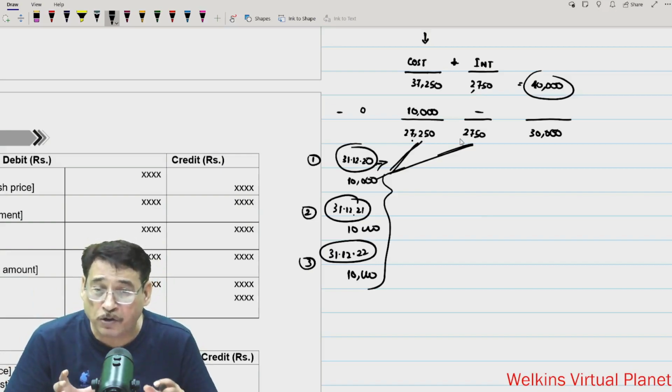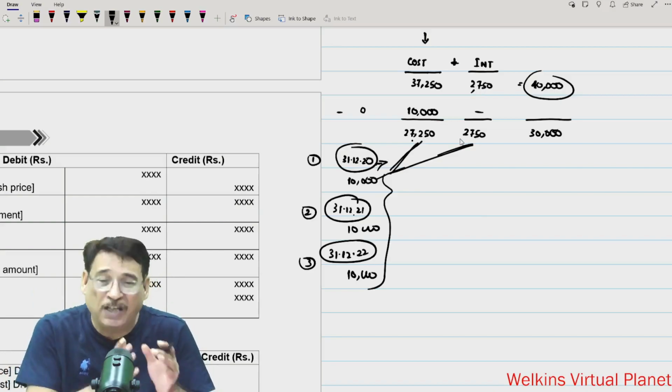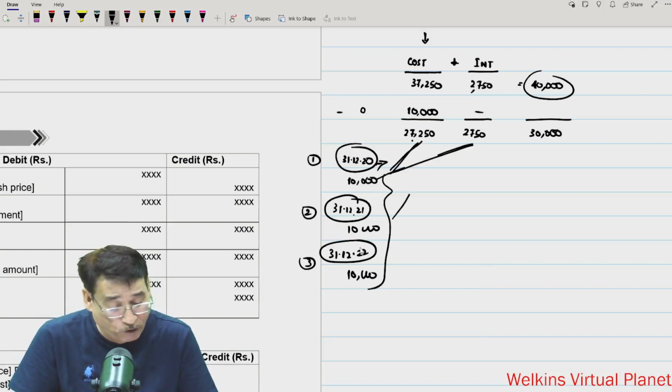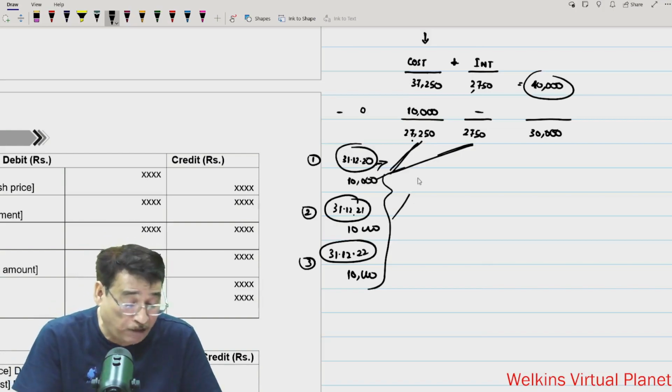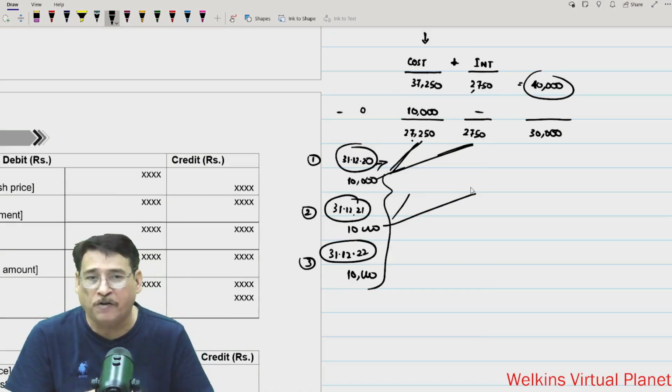Is it clear to you or not? What is the theme of this particular chapter? On this basis, I will have to do the accounting. And every time I repay an installment, I will have to find out what portion I am paying for cost and what portion I am paying for interest.